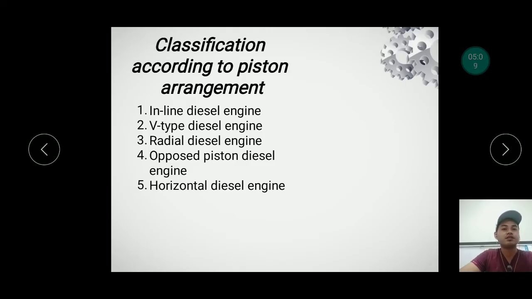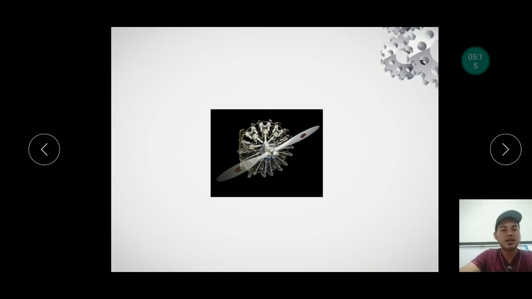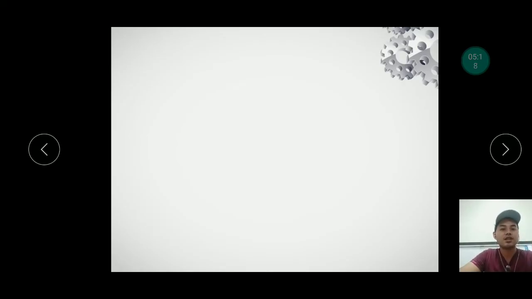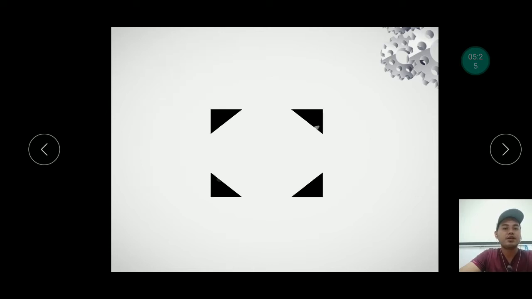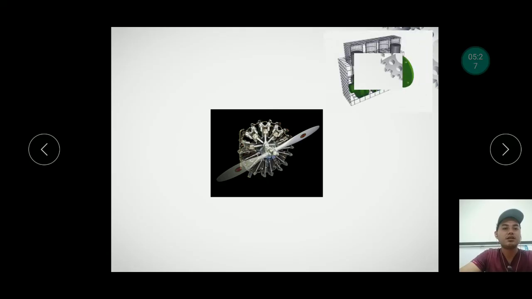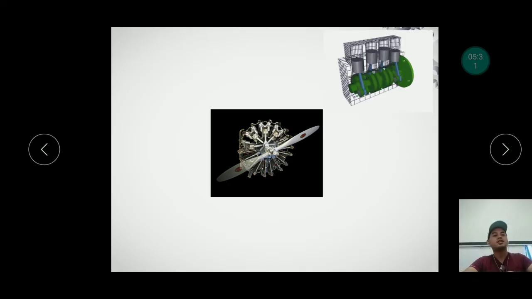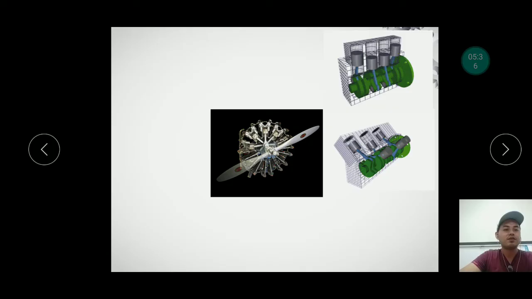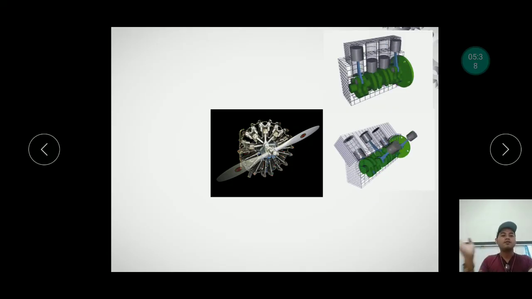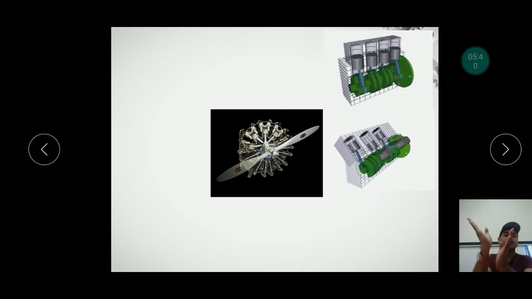We have 4 different arrangements of pistons for engines. We have the inline. Here is the radial diesel engine. We have here the inline diesel engine. As you can see, the pistons are in line with each other. We have here the V-type, in which the pistons form a V, so they are moving in a V form.